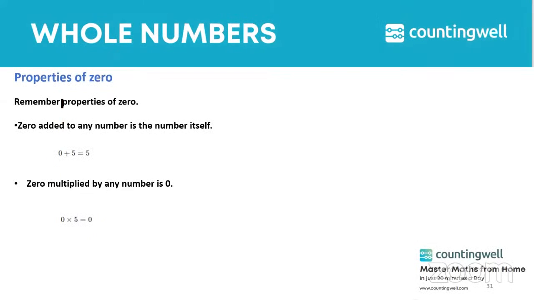Let us see properties of 0. When it is added to any number, we get the resulting number itself. But when it is multiplied by any number, we get the resulting number as always 0. Even for 0. So 0 multiplied with 0 is 0. And 0 added to 0 as well will give you 0.